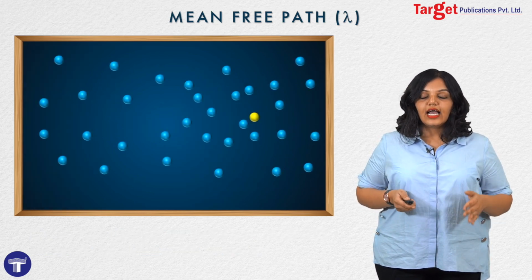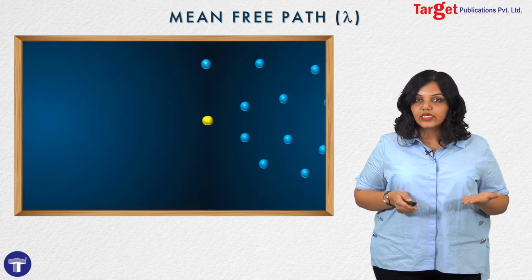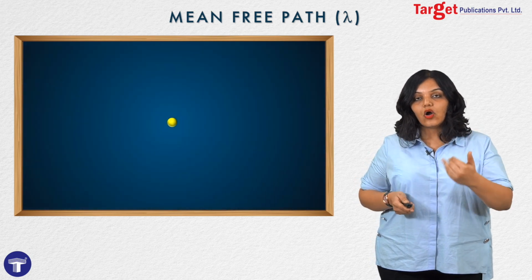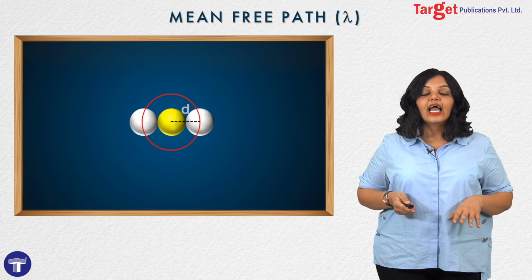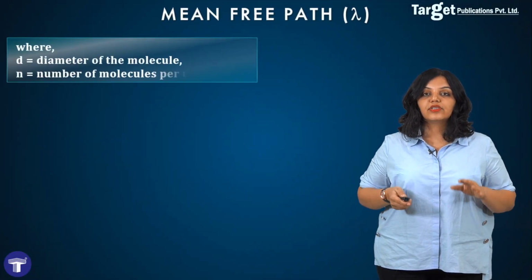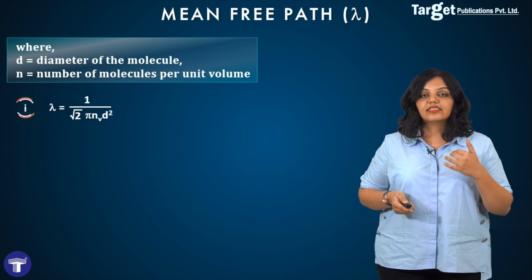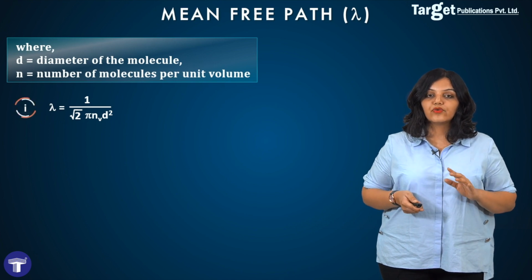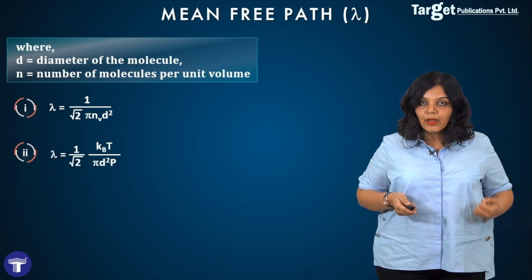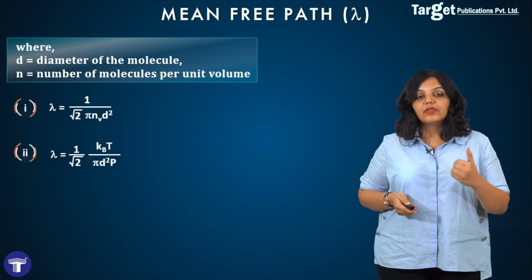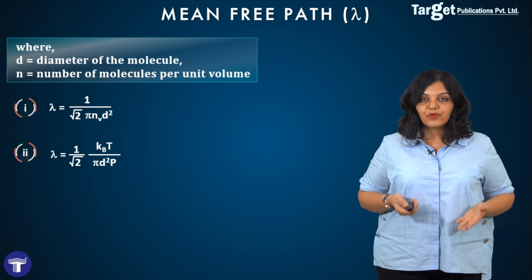If you take a careful look at the way a molecule moves within a gas, you will see that it will collide with only those other molecules that lie within a distance d of their centers. And therefore, I can use the fact that d is the diameter of the molecule and n/V is the number of molecules per unit volume to write down the formula for the mean free path. The formula for the mean free path that is given as lambda is equal to 1 upon root 2 pi (n/V) d square, where n/V, like I said, is the number of molecules per unit volume and d is the diameter of the molecule. This formula can also be written as 1 upon root 2 kBT by pi d square P, where P is the pressure of the gas.